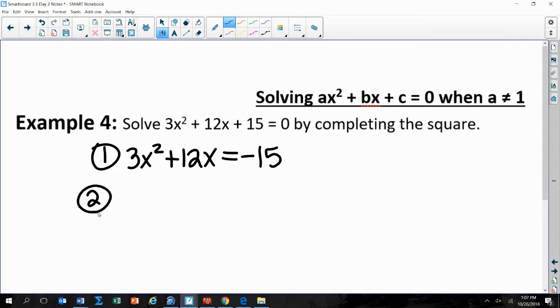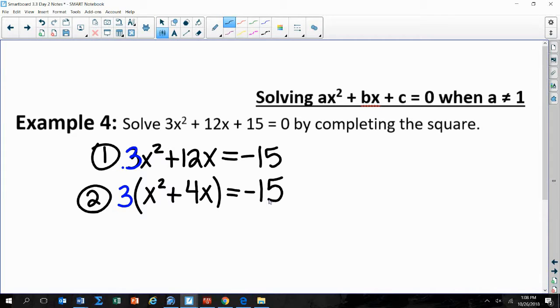Step 2 says factor out the leading coefficient in front of x squared. If the leading coefficient is 1, you don't have to worry about factoring a 1 out. But today it's 3. Okay, so I do have to worry about factoring this 3 out. I'm going to put a 3 on the outside of parentheses, and I'm going to write x squared plus, what's 12x divided by 3? 4x equals negative 15. See, I factored a 3 out. Any questions about that?